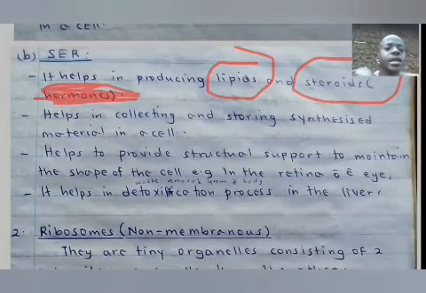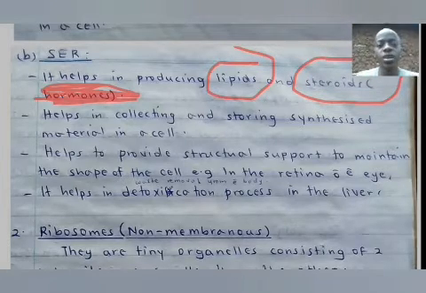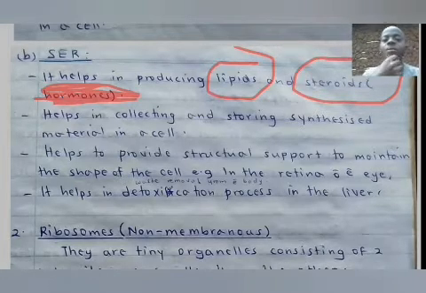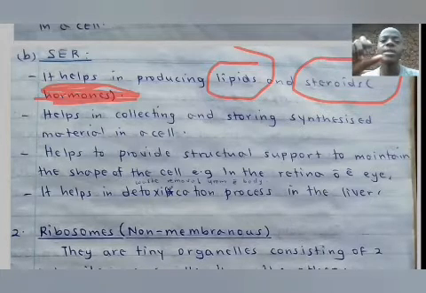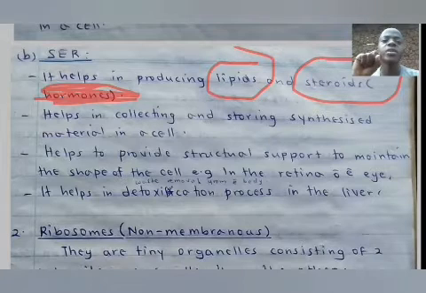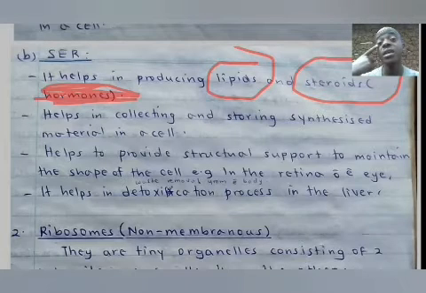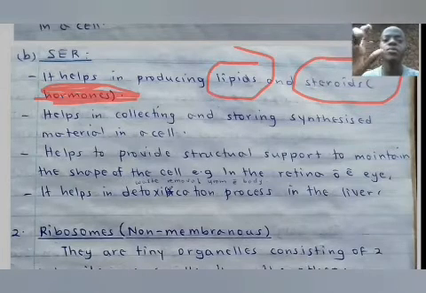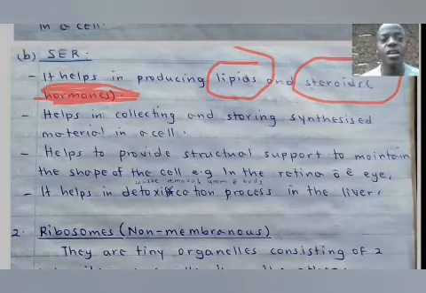It helps in collecting and storing synthesized materials in a cell. Once materials have been synthesized in the cell, it acts as a store to them. Also, it helps to provide structural support to maintain the shape of the cell, e.g., in the retina of the eye. To provide structural support, to make sure that the retina in the eye is in its original position. It is the help of the smooth endoplasmic reticulum. So it is very, very important. Minus it, your retina would be shapeless.